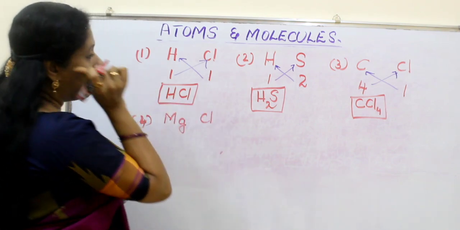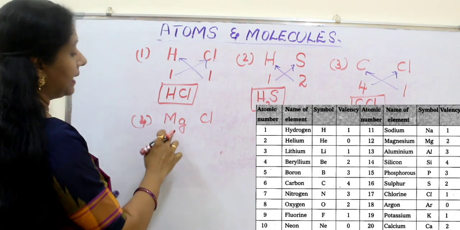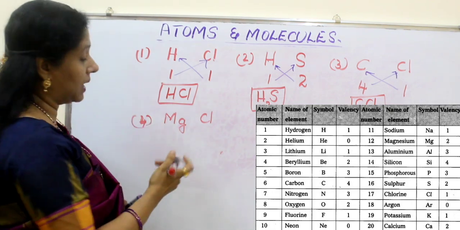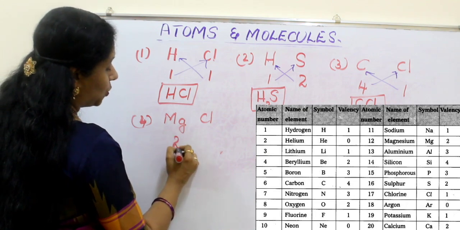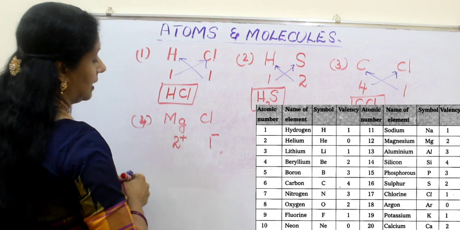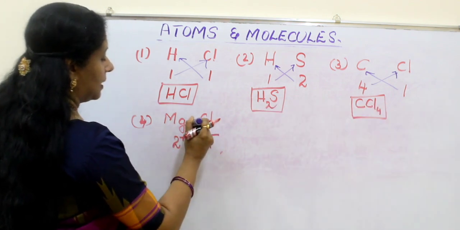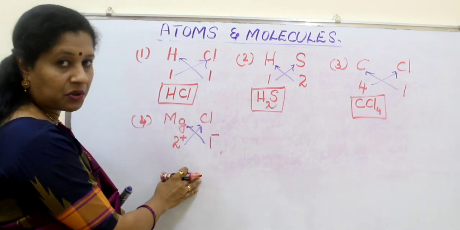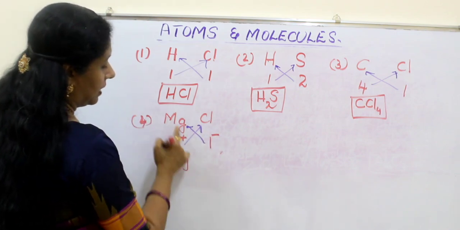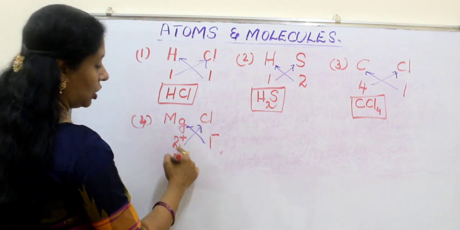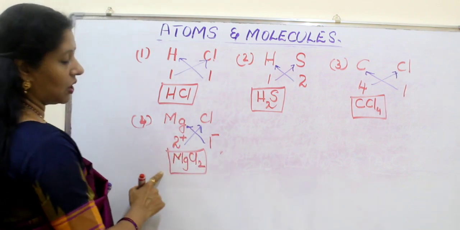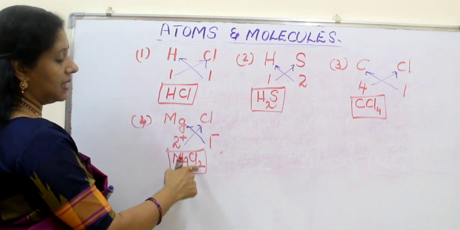Magnesium chloride. But here there is a small difference. Here magnesium is a metal, chlorine is a non-metal. So they have charged particles. So magnesium will have 2 plus as the valency, whereas chlorine will have 1 minus. Now the process is the same, and once you write finally you don't have to mention the charges. So it will become magnesium, it is 1, so you need not write. Chlorine 2, MgCl2 is magnesium chloride. Here we don't have to write Mg plus Cl2 minus.